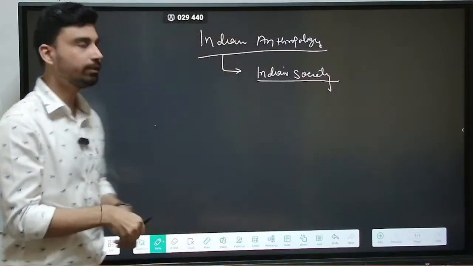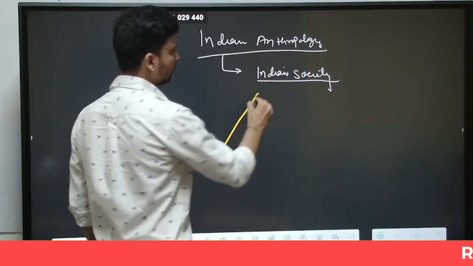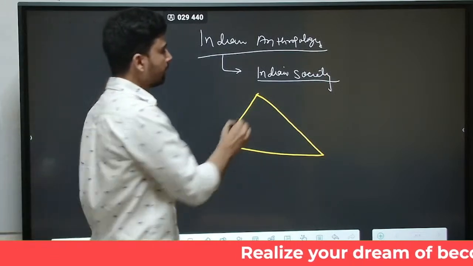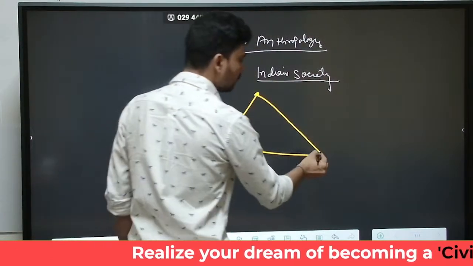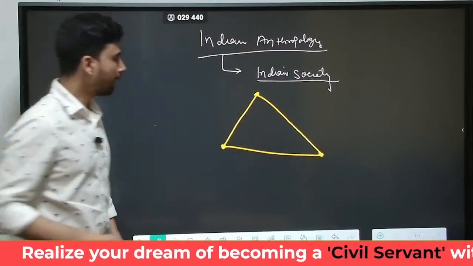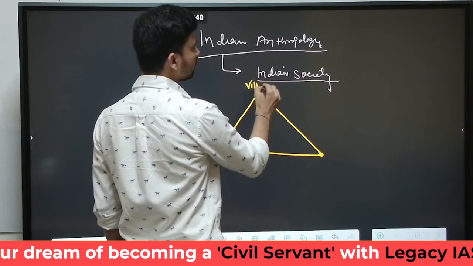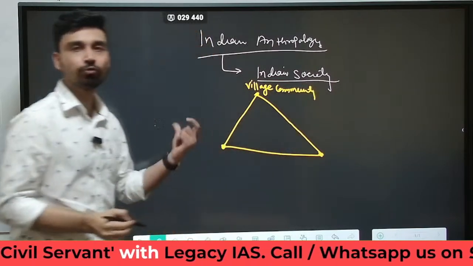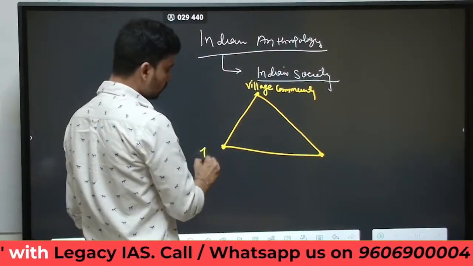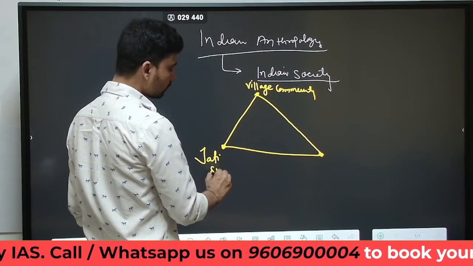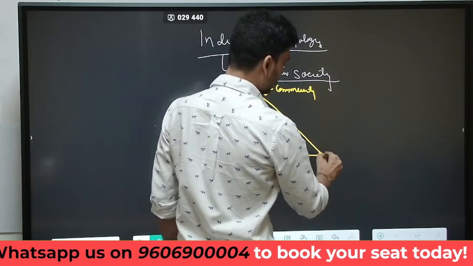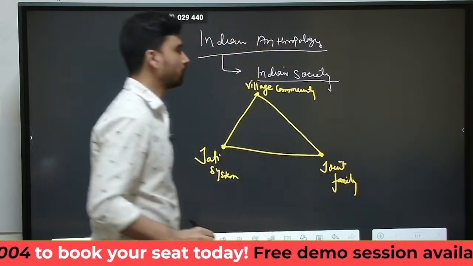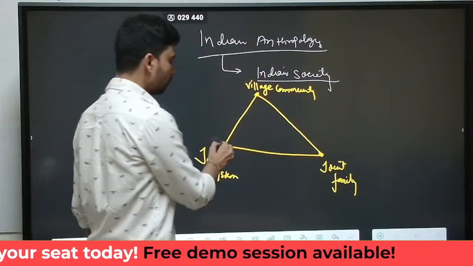So to give you a brief idea, if we try to understand the overall basis or the structure of Indian society, it is basically revolving around three corners of a triangle. First of all, obviously we know that a large part of Indian society is living in the villages. Almost 70% of India is still living in villages, so the village community is very important. Second is what we can call the jati system, and third is what we can call the joint family. So these are the three bases of Indian society.